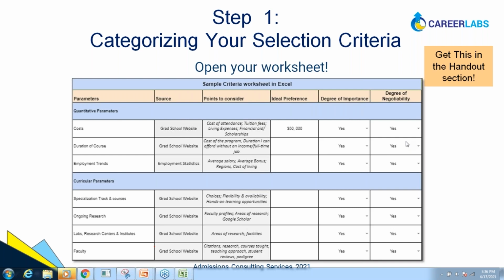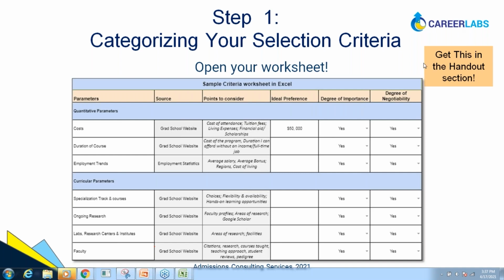Because you can't say that one faculty is better than the other. You always have to say, if one faculty member is better than the other faculty member, how so? According to what parameter? So this way of identifying whether it is an important parameter to you, and how much leeway you have to modify things, becomes easier. So this is the first step that you have to undertake.